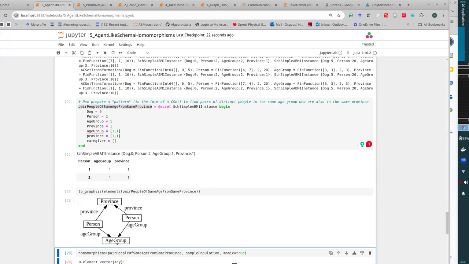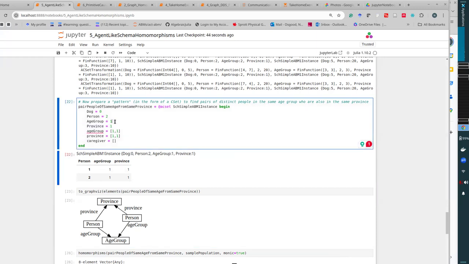Are we okay with this? So we're constraining them to have the same age group, same province. Can be any province, but it has to be the same between them. Be the same age group. It could be any age group, but it has to be the same between them. So this one doesn't mean they have to be in Newfoundland. No. It just means that there's some particular province between the two of them. This age group doesn't mean they're in the youngest. One, it just means between them, they have one age group.